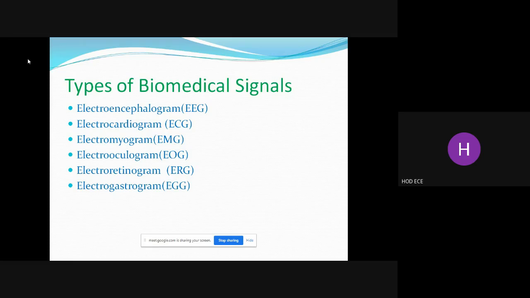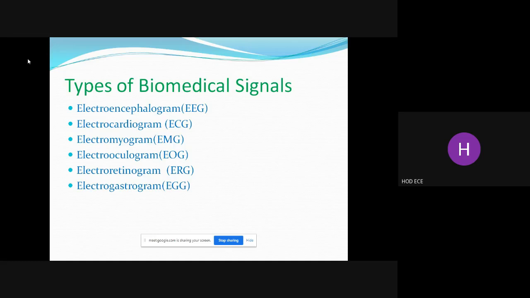Similarly, electrocardiogram, where the electrodes are placed on the chest, so that we can obtain the potentials from the various locations, so that we can obtain the functioning of the heart. And electromyogram is used to obtain the functioning of the muscles. Muscle contraction and all those things can be obtained by using electromyogram, where electrodes are connected to the various muscle positions.